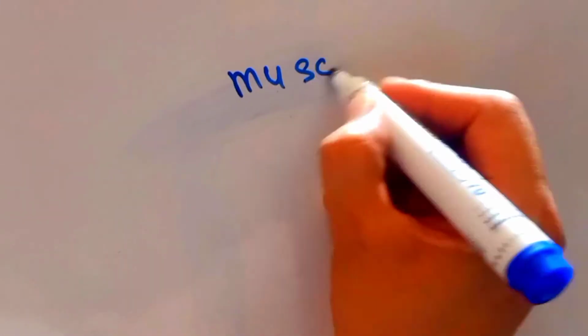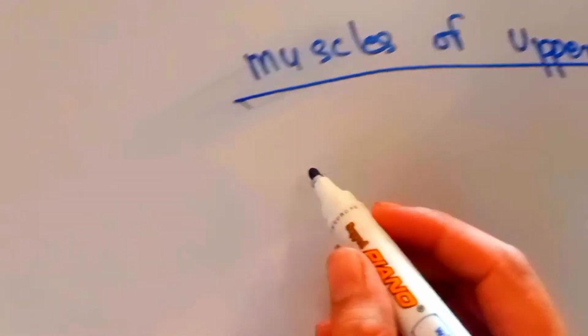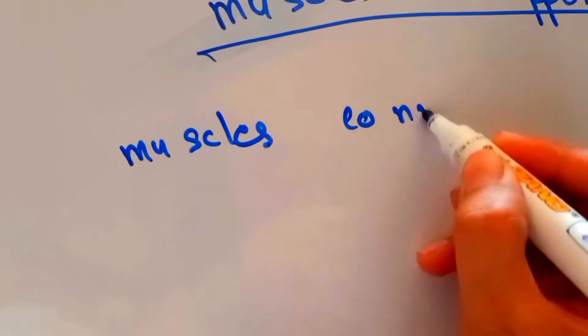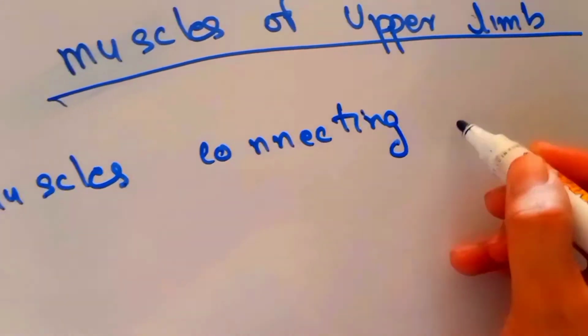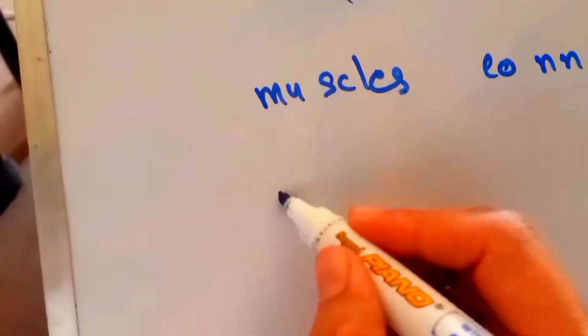Basically, in this video I will show you how to memorize the different muscles of the upper limb. We will divide muscles of upper limb into different categories, and then we will make easily digestible mnemonics. So first of all, muscles which are connecting the upper limb with the vertebral column.